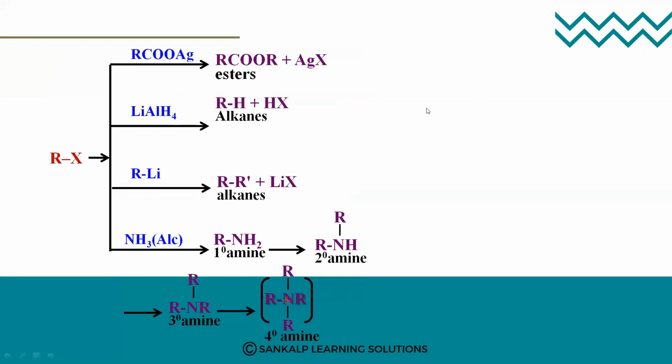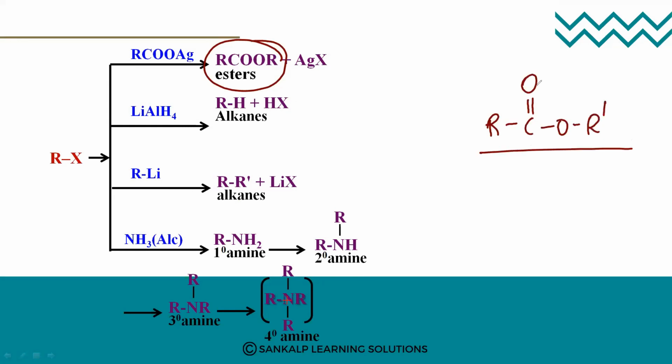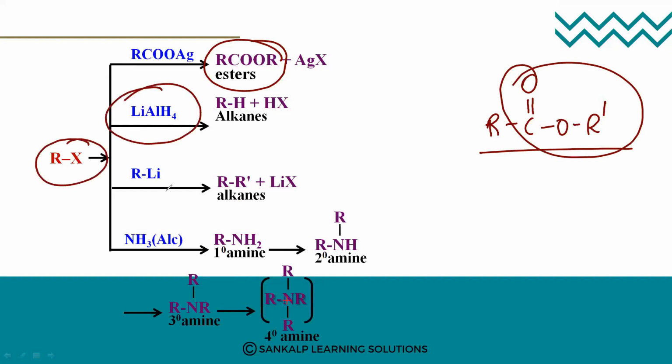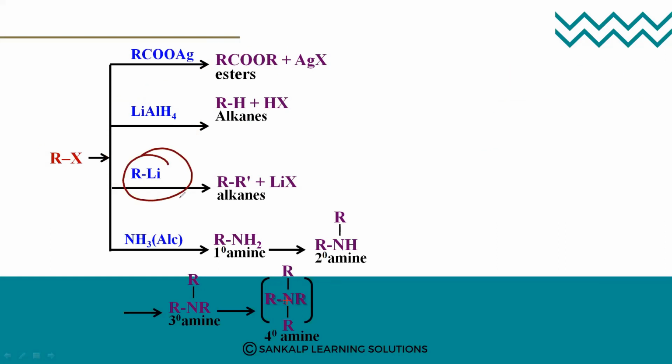Some more. If you treat alkyl halide with RCOOAg, esters are obtained, RC double bond O, OR dash. This linkage is called the ester linkage, plus AgX is obtained. Then when you treat alkyl halides with lithium aluminum hydride, which is a good reducing agent, it forms alkanes. If you treat alkyl halides with R lithium, you also obtain alkanes. So these are all substituted products.